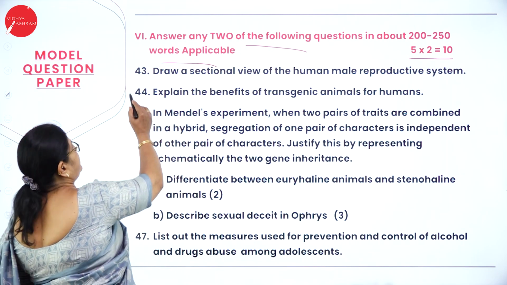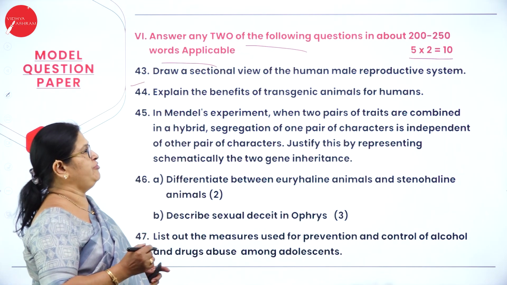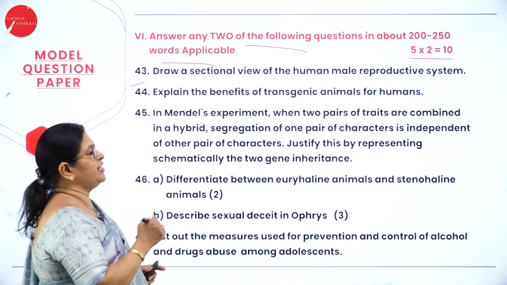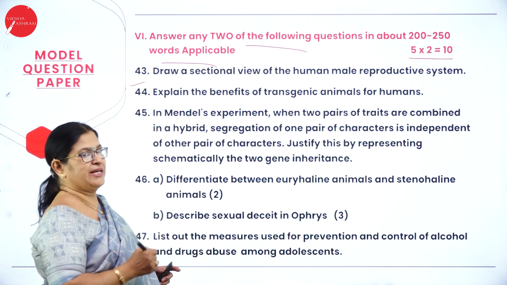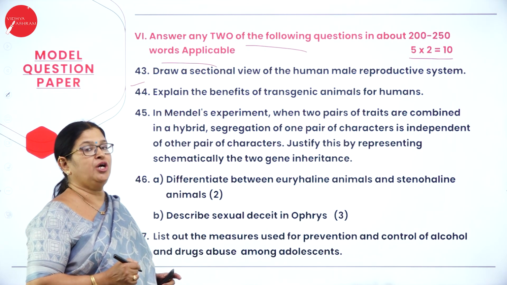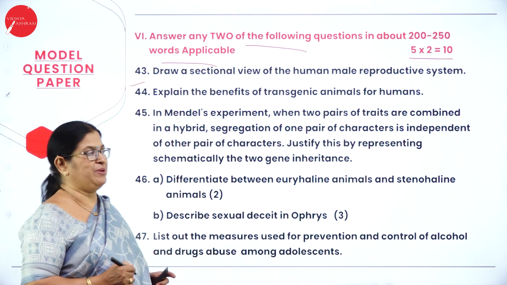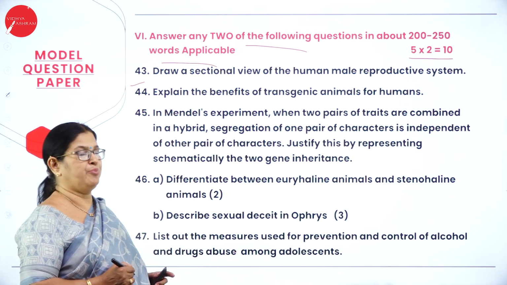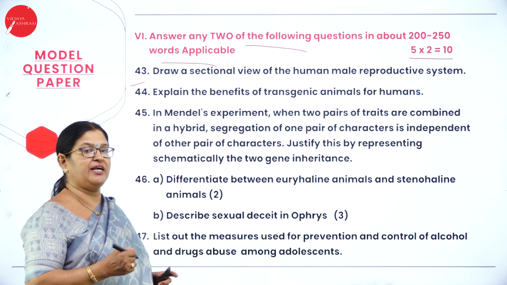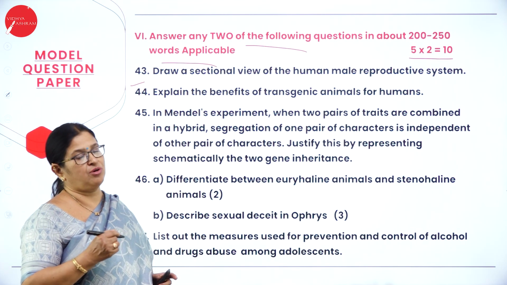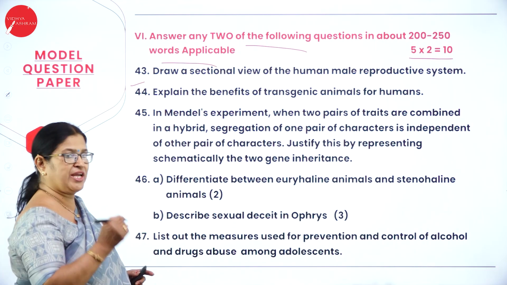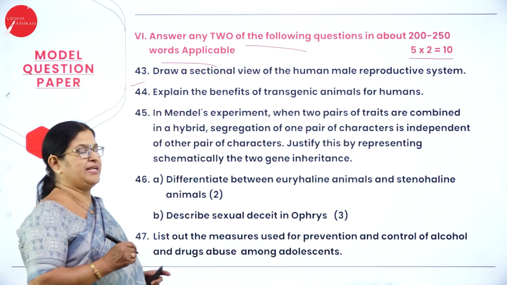Question number 43. Draw a sectional view of the human male reproductive system. So here you need to draw the diagram of the human male reproductive system and make sure you write minimum 10 labeling. Labelings are very, very important. As I said in the beginning itself, in the general instructions, they have given that if you draw a diagram but it is not labeled, then unlabeled diagrams do not attract any marks. So make sure you draw a neat labeled diagram.